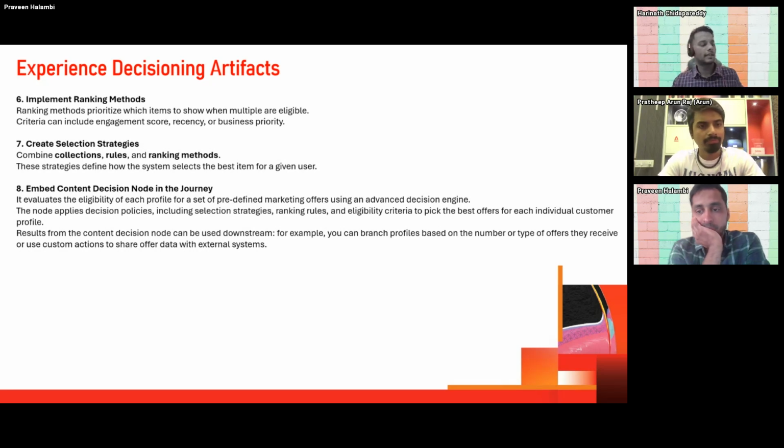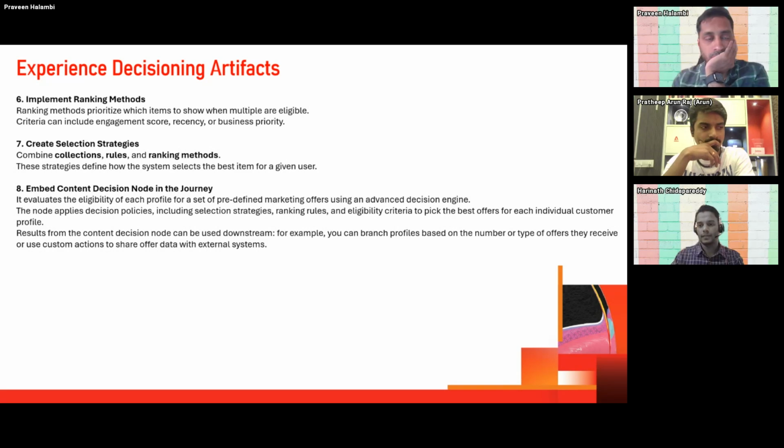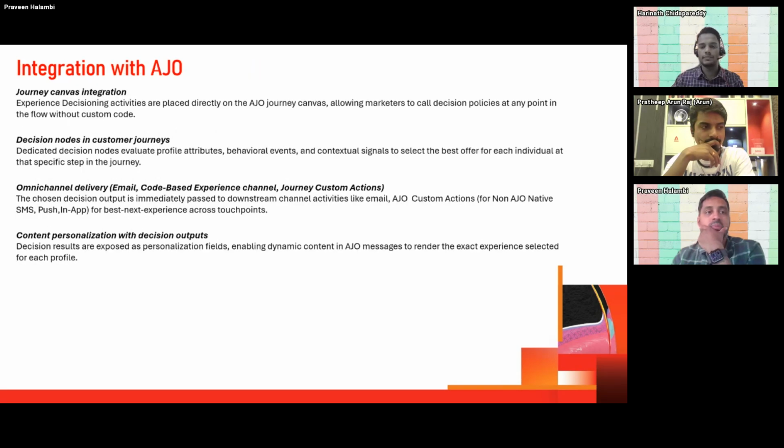Also, there is a provision that you can have up to 50 offers. Up to 50 offers can be provided. That is a guardrail. A minimum of one and a maximum of 50 offers can be given at a time for a profile. Okay, can we move next, Praveen?